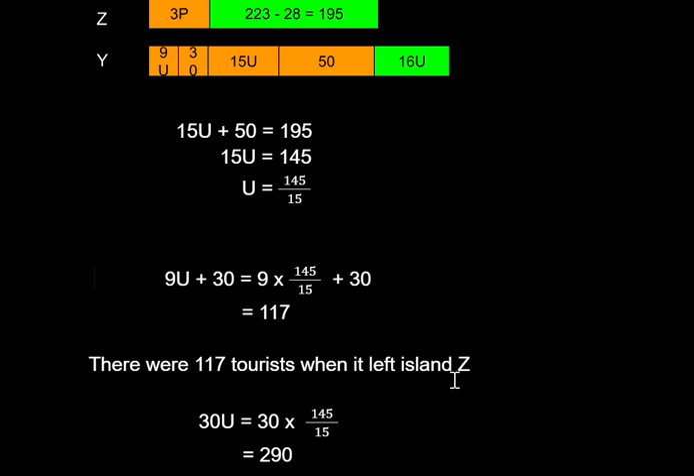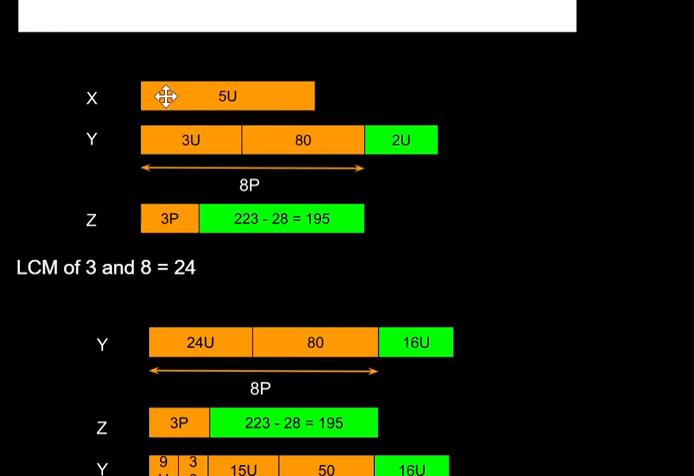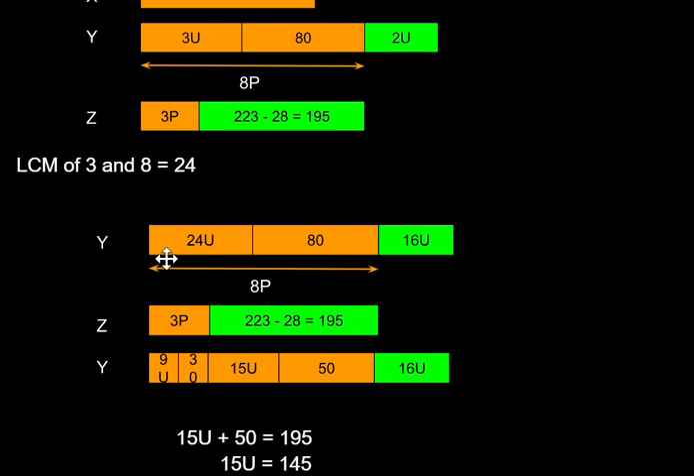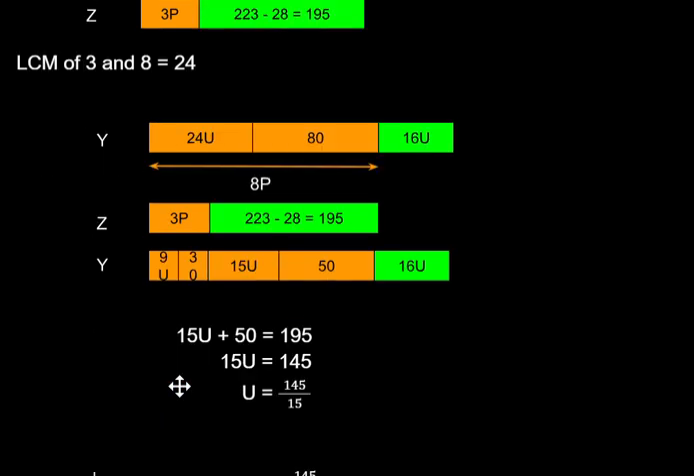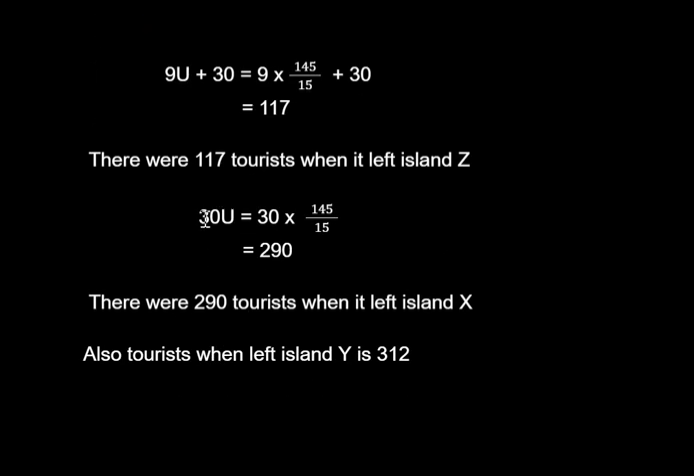So how about island X? Remember, island X is the initial 5U, which is the 3U plus 2U, or it's actually 24U plus 16U, because we have multiplied by 8. So 24 plus 16 is 40. So 40U is 40 times 145 divided by 15, which is 290. So there are 290 tourists when they left island X.